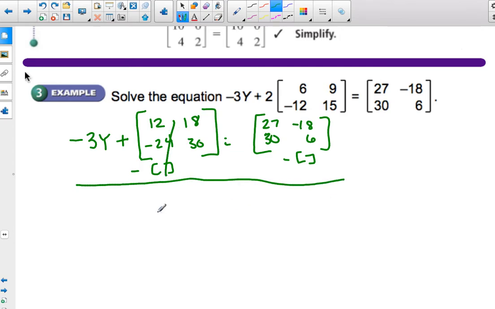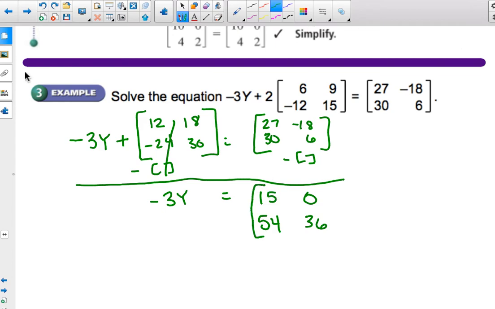Okay, so these cancel out, and we have negative 3y equals, I don't know why I didn't put those numbers in there. So 27 minus 12 is going to give us 15. Negative 18 minus negative 18 is going to give us 0. Positive 24, 30 plus 24 is 54. And then 6 plus 30 is going to give us 36.